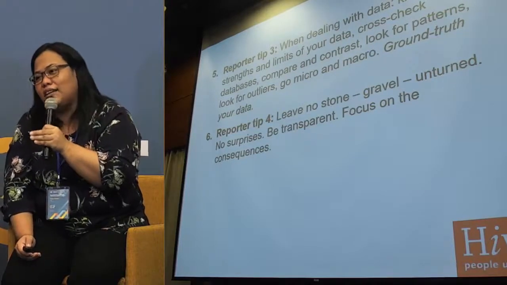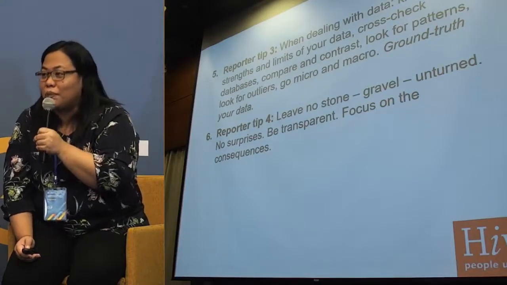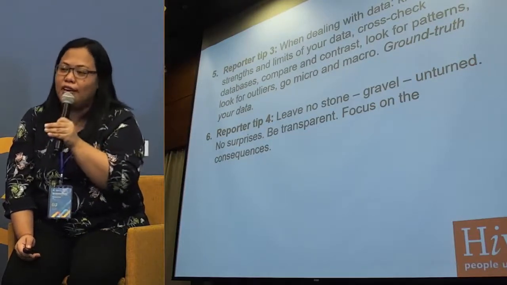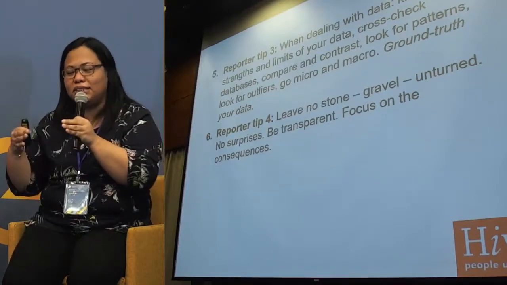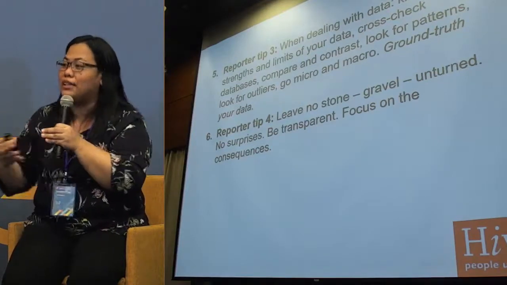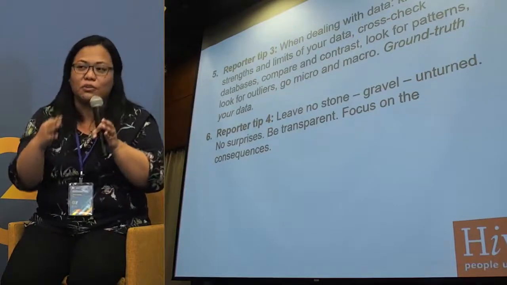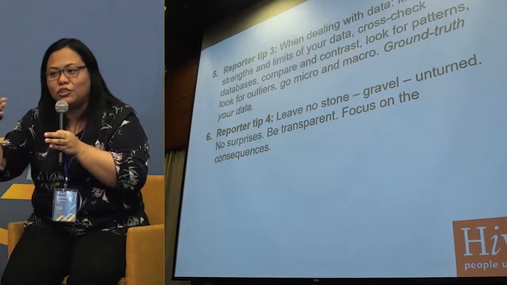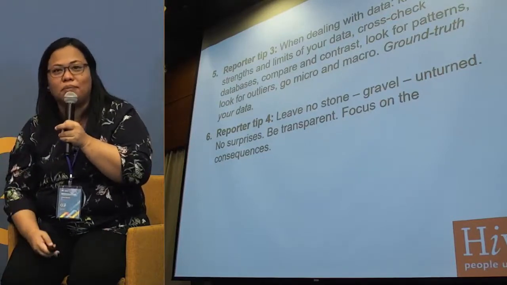And the last one is that try not to leave any stone unturned. There should be no surprises at the very least. Try to be as transparent as you are when you write your stories and focus on the consequences. When we talk about the consequences, these are basically the things that affect the lives of the readers, of the people, of the taxpayers. You're not just reporting on something that has been done wrong, but you want to make sure that the reader understands how it affects them, so that they would be prompted to do something about it.